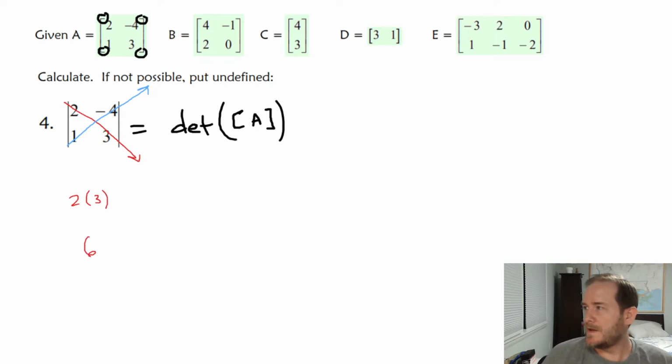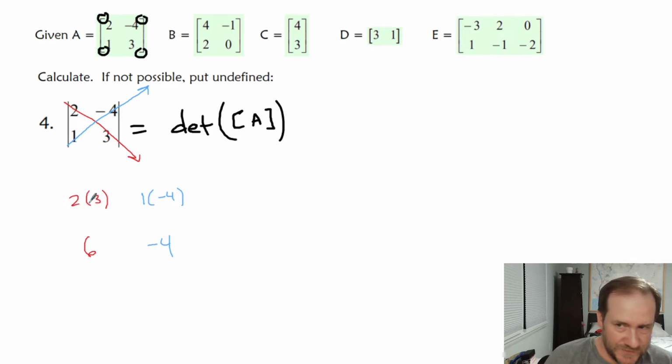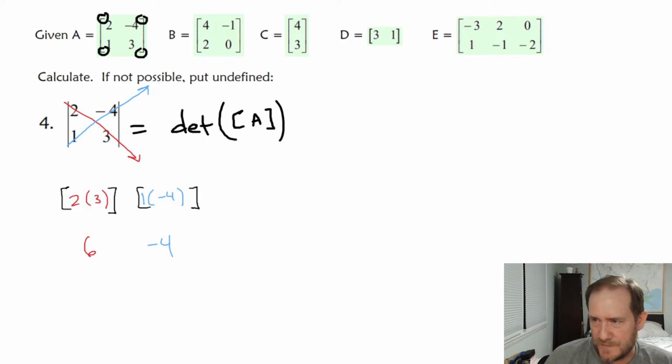That's a 6. Then as you multiply up, 1 times -4 makes -4. And there are no other diagonals to multiply, so we can't really do a sum. So I guess by the time I get my red and by the time I get my blue, I just subtract. So this becomes 6 plus 4, it's 10.